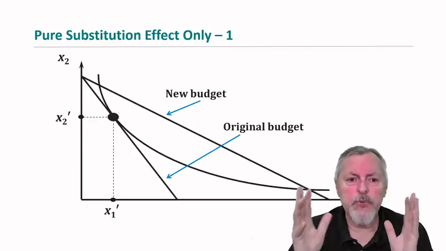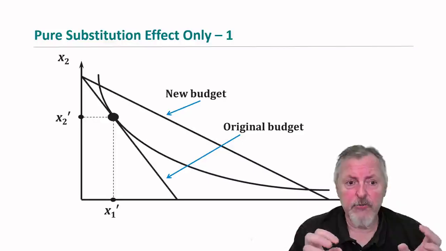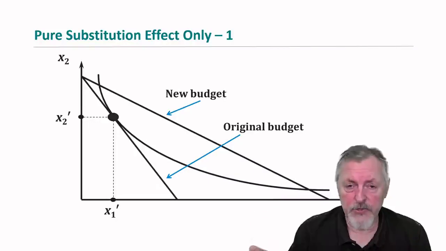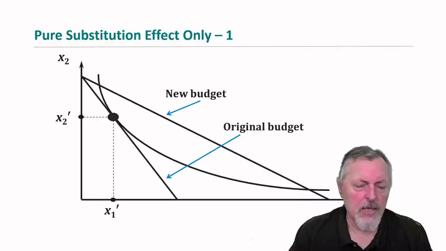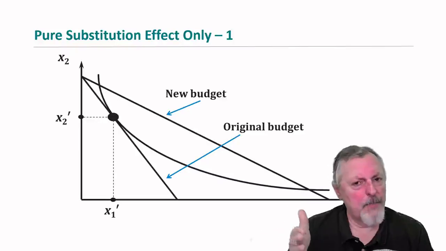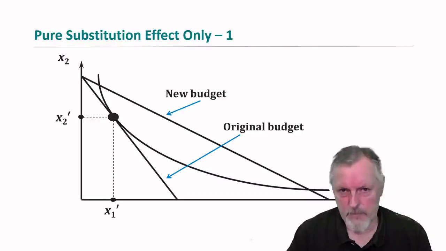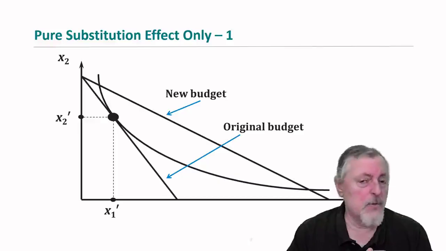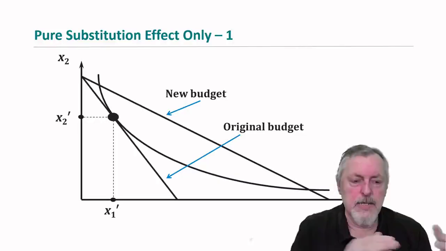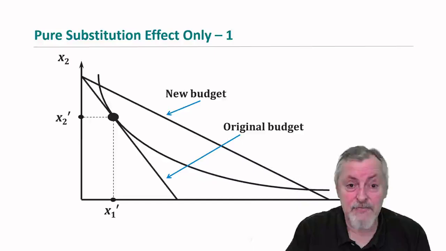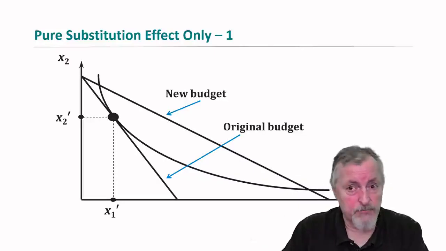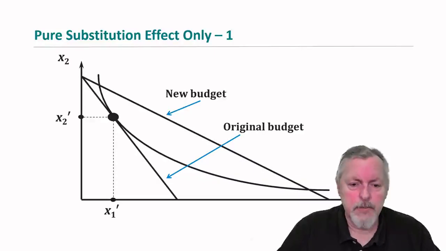Since there are these two things, both causing you to change your consumption choice, what if you could subtract out, back out one of them? Then whatever was left in your change would have to be because of the other effect. You can do that.